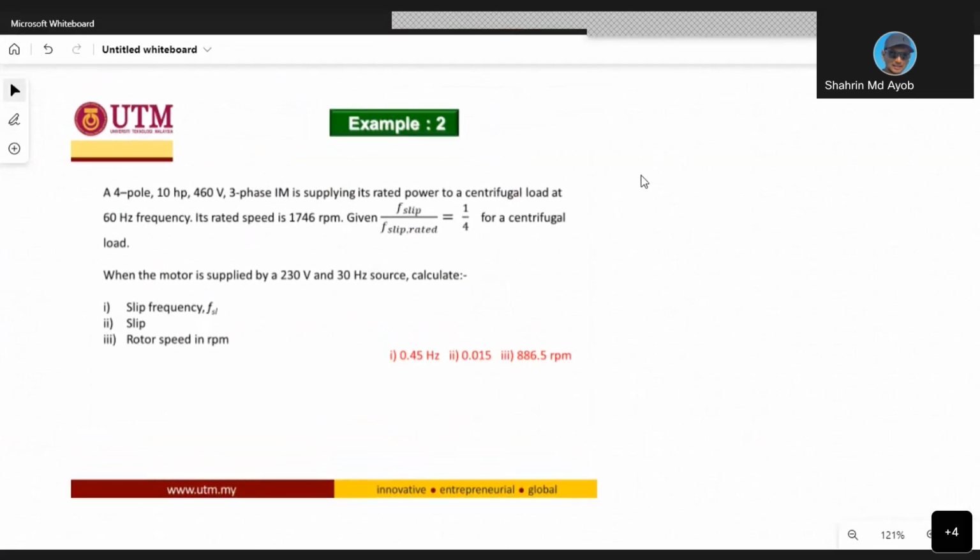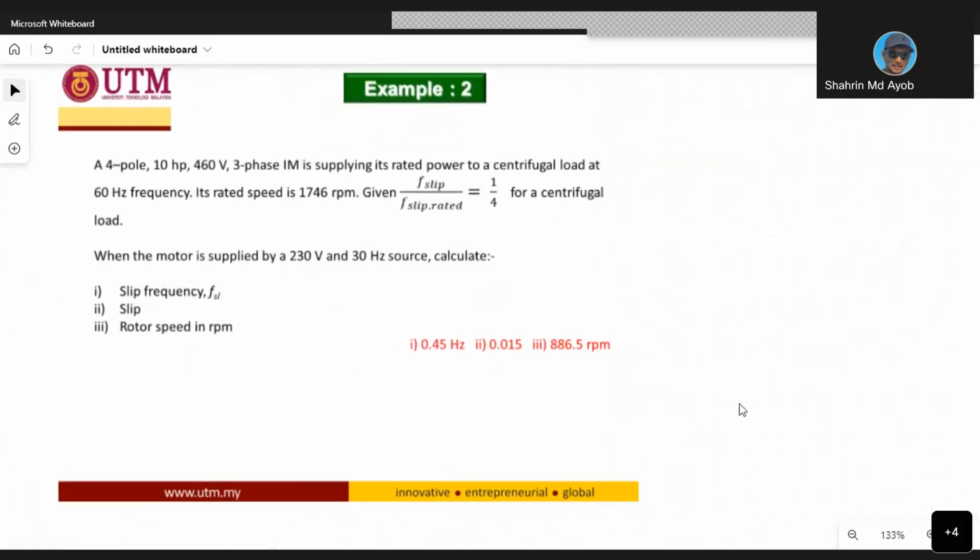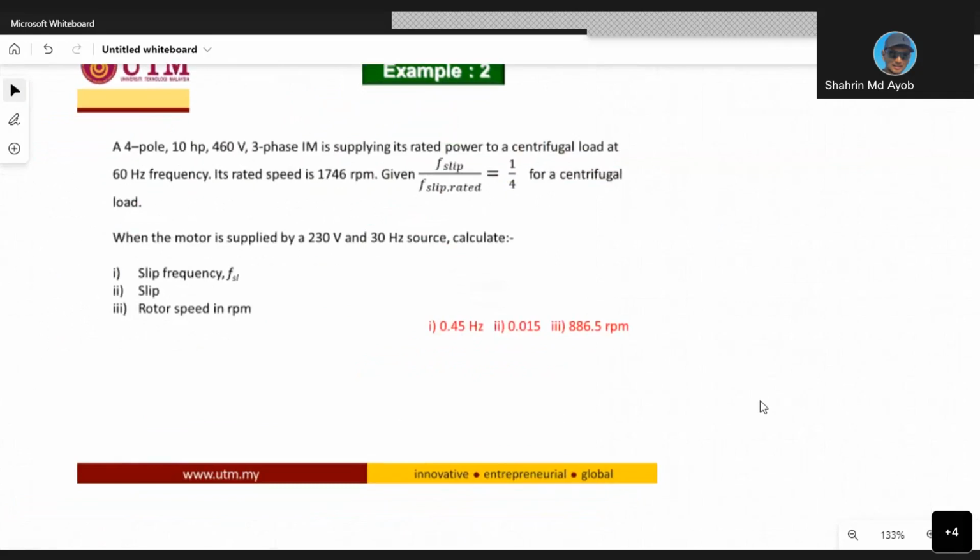Okay. So the question is, when the motor is supplied by a 230 volt supply and the frequency source is 30 hertz. So you need to calculate the slip frequency, the slip, and also what is the motor speed in RPM. So how to solve this?